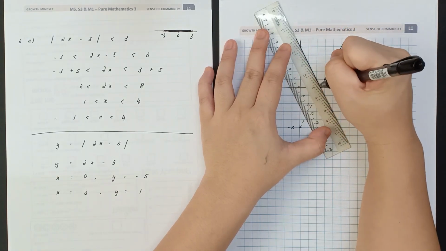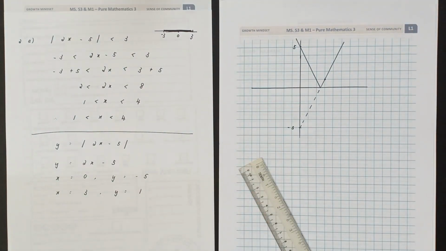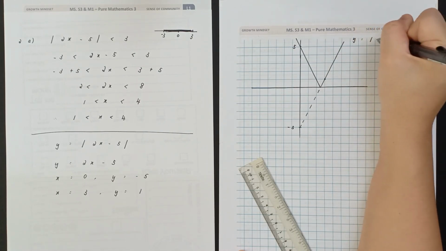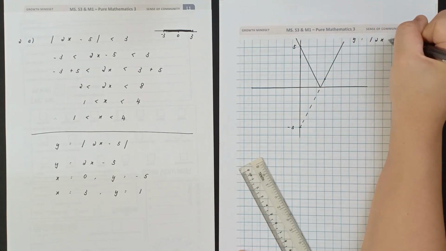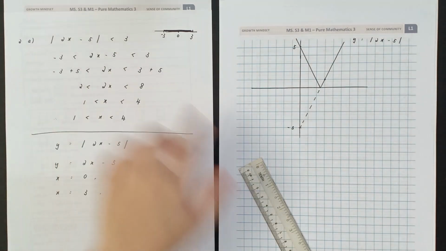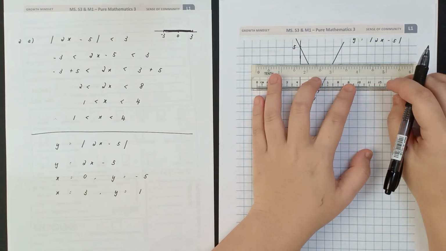Sorry for the alarm. You might need to wait for a while for it to go. Okay, so this is what we have drawn for y equals modulus 2x minus 5. Now let's try to draw the other line, which is y equals 3. So y equals 3 is over here.